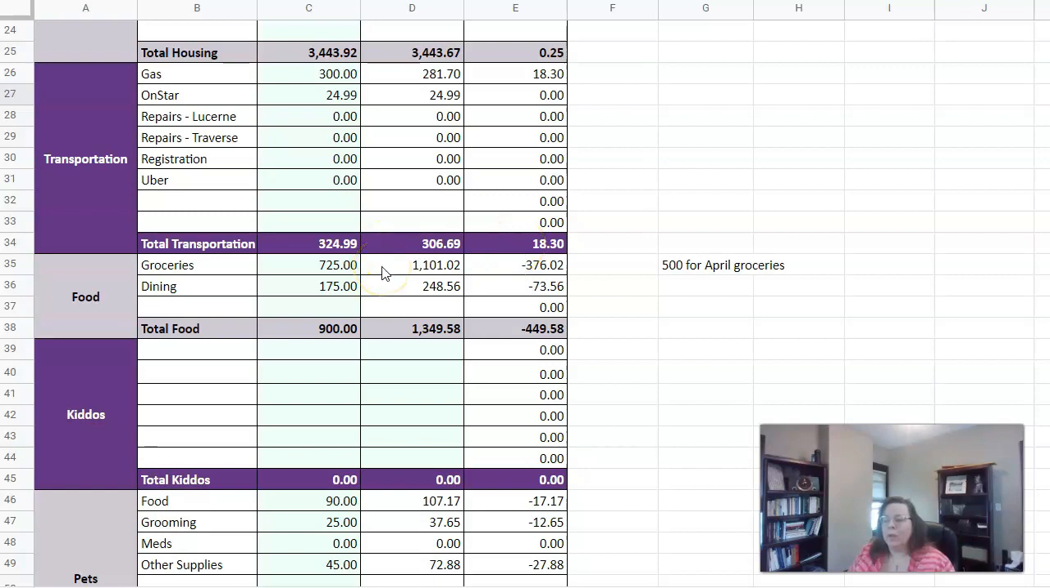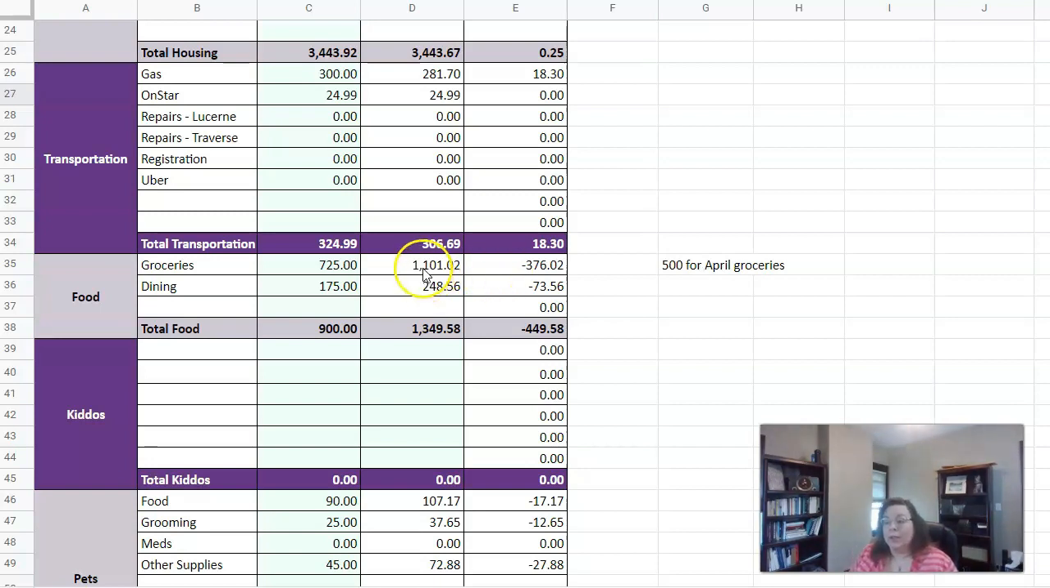In food, we had $1,101 for groceries and $248 for dining, bringing our total to $1,349, which is $449 over budget. But you will see that of this $1,100, $500 of it was for April expenses that we paid in May. So this was me trying to get that credit card cleaned up for the most recent. I wanted to get all of the most recent charges paid before we moved it down to the debt section, and I'll show that to you when we get there.